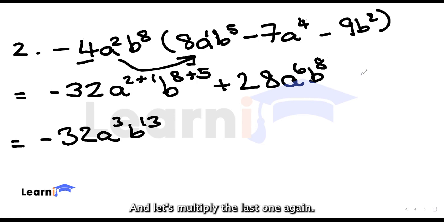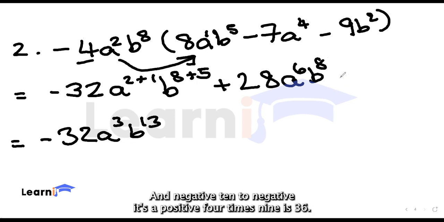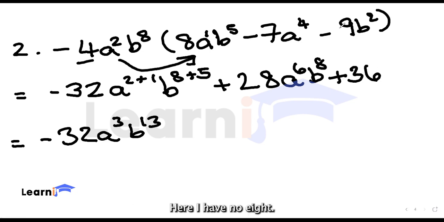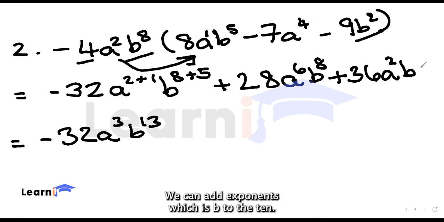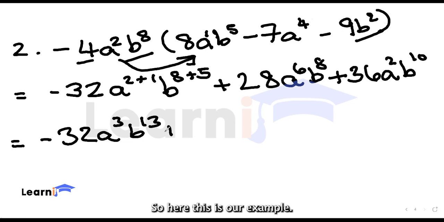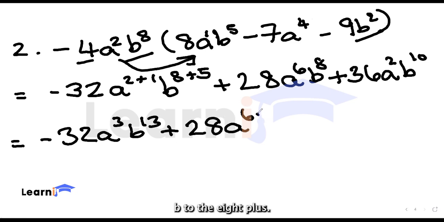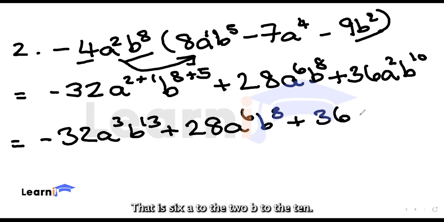And let's multiply the last one. Again, a negative times a negative is a positive. 4 times 9 is 36. Here I have a squared, but I do have a b. And remember, this is a b to the 8 and a b to the 2. We can add the exponents, which is b to the 10. So here, sorry, this is our answer: negative 32a to the 3, b to the 13, plus 28a to the 6, b to the 8, plus 36a to the 2, b to the 10.